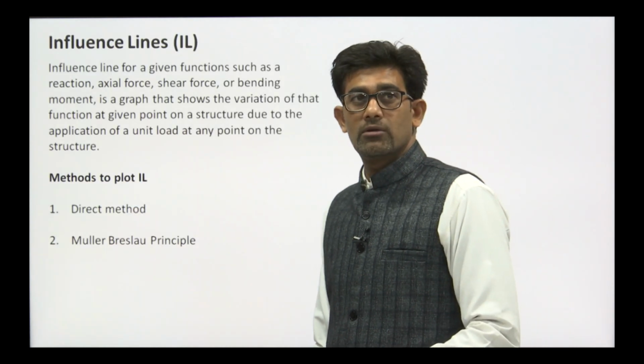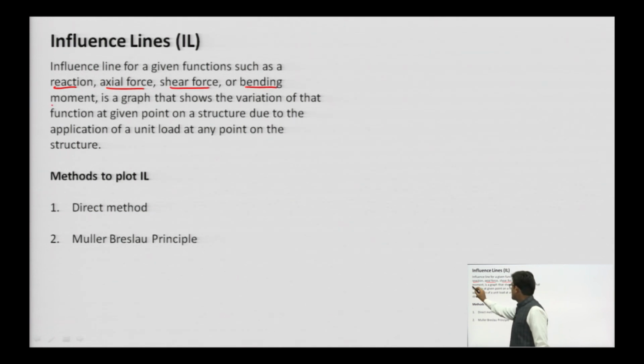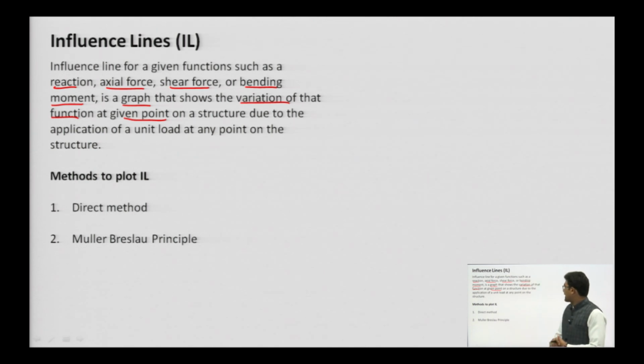Today, we are going to discuss unit influence lines. Influence lines for a given function, such as reactions, axial force, shear force or bending moment, is a graph that shows the variation of that function at a given point on a structure due to application of a unit load at any point. Let me define it through an example.